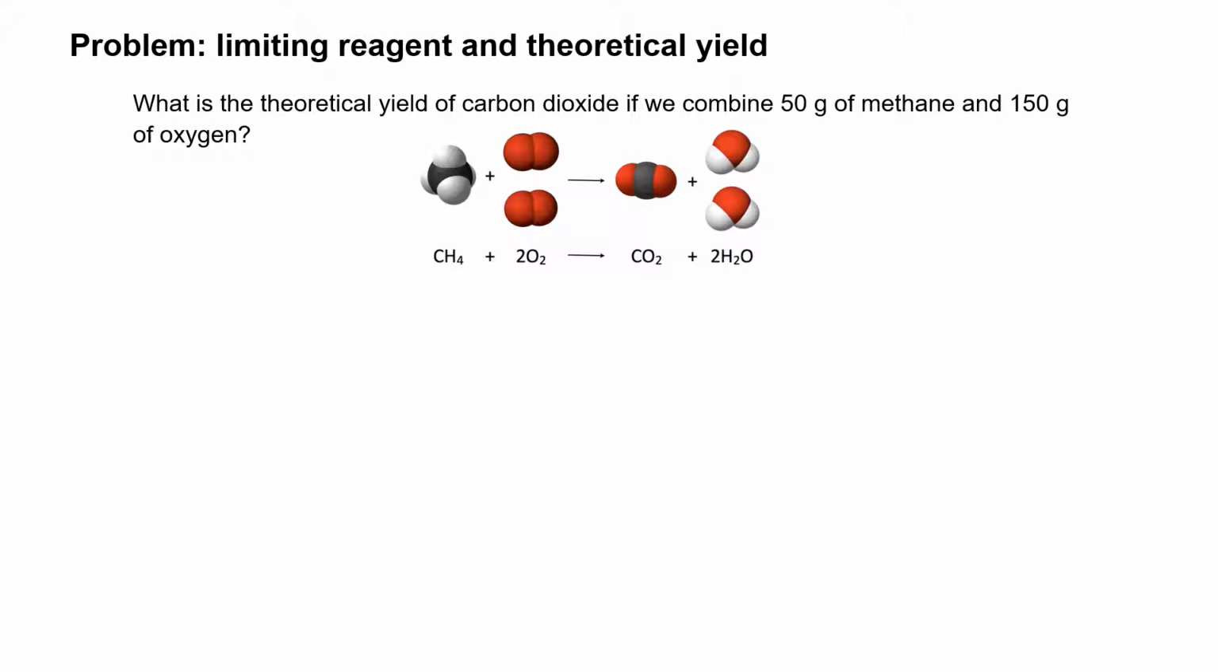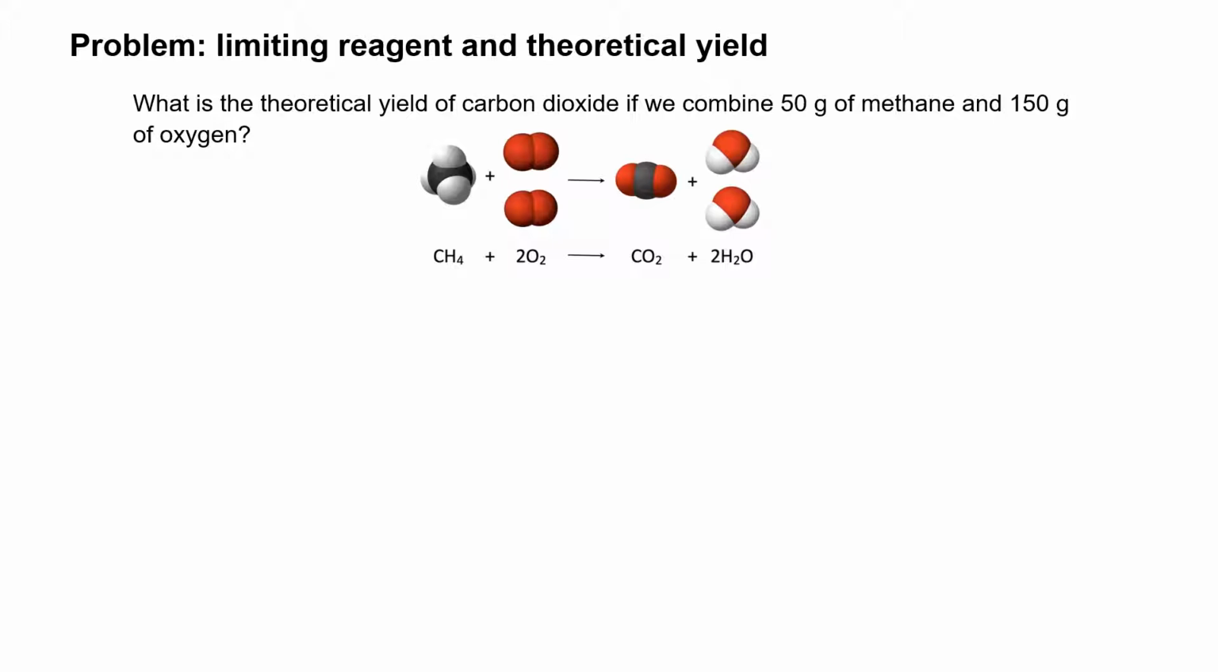This leads us into a further analysis of limiting reagent and something also called theoretical yield, which is usually the gram amount that we can possibly hope to achieve in an ideal reaction. So now we're going to use both limiting reagent and theoretical yield to tackle the problem of how much carbon dioxide we could form if we combine 50 grams of methane and 150 grams of oxygen. I should have said how much carbon dioxide could we theoretically form, not actually form.